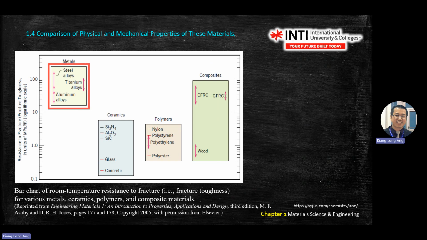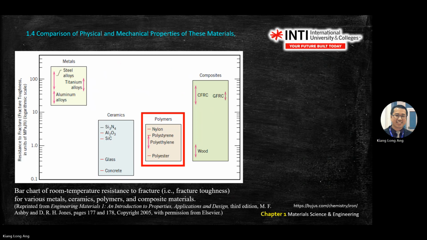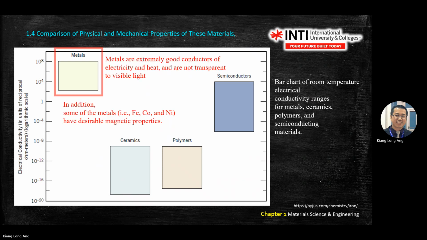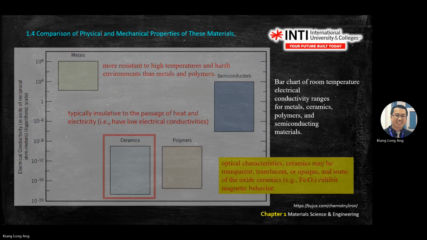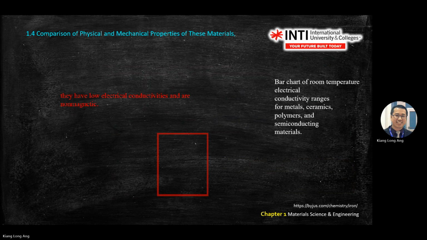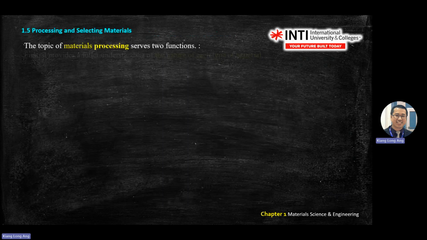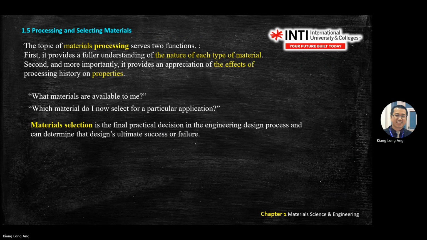Next one, this one is resistance to fracture. Also you read. This one is the electric conductivity. Metals are very high compared to ceramic and polymer. Semiconductor in the middle. This one is on the conductivity of electric and temperature. Okay, this one also. So material selection also.